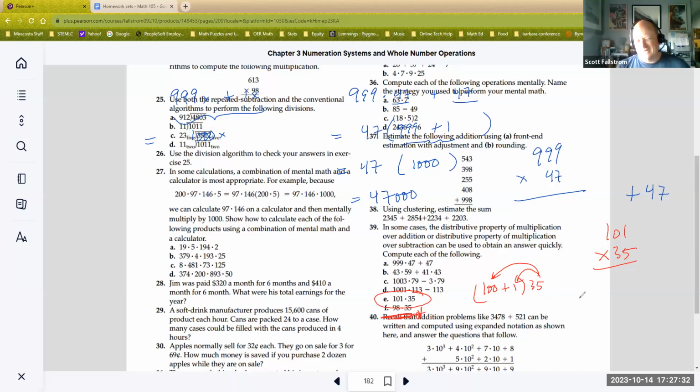And 98 times 35 seems like kind of a crazy one, but think, 98 is very close to 100. Why don't we think of 98 as 100 minus 2, multiplied by 35? So again, 35 times 100 is meant to be quick, and 35 times 2 is also pretty quick because you just double it, gives you 70, and you end up with 3,500, and you take away 70. So that's how you can do these problems very, very quickly.